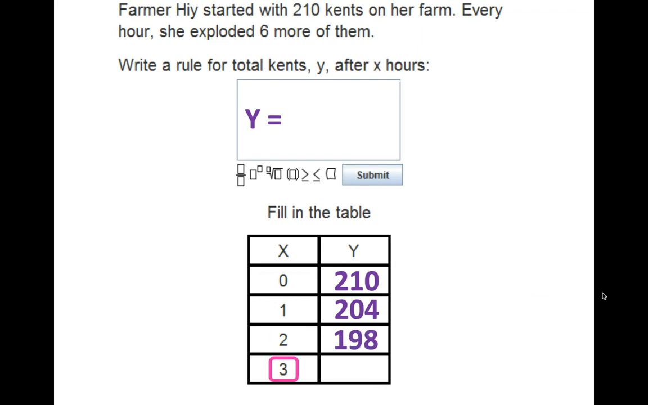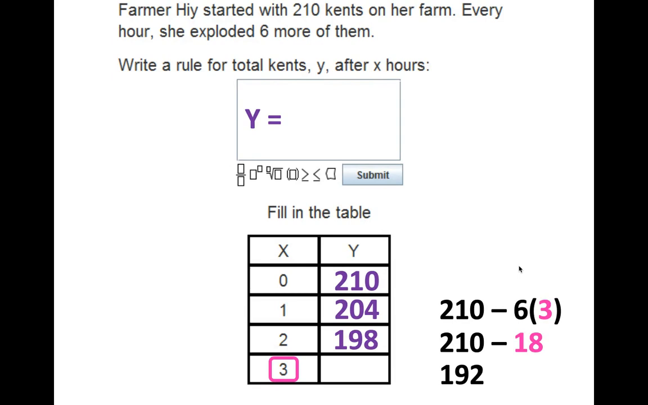Okay, so then 3 hours. And you could, in this case, because we keep going up by 1 here, we don't have a gap, you could probably go minus 6, minus 6, minus 6. That kind of gets you in trouble because sometimes that doesn't work. 210 minus 6 times 3. So it's 3 hours, exploding 6 every hour. 6 times 3 is 18. 210 minus 18, 192.